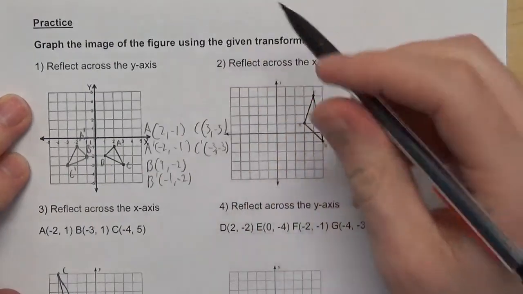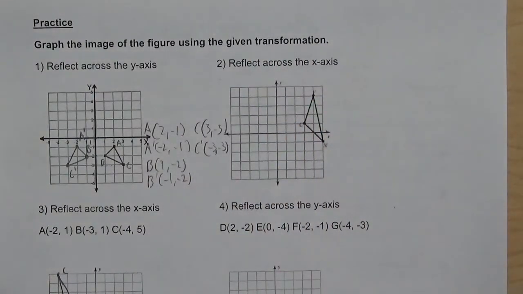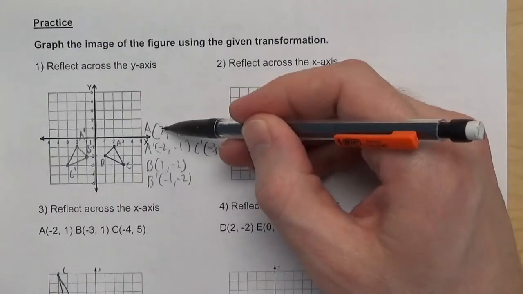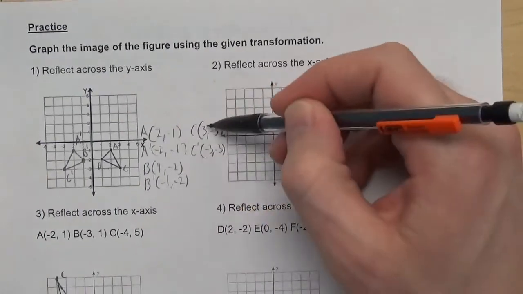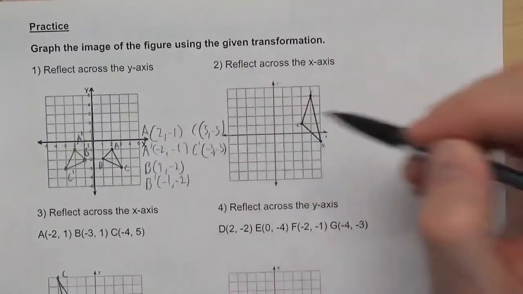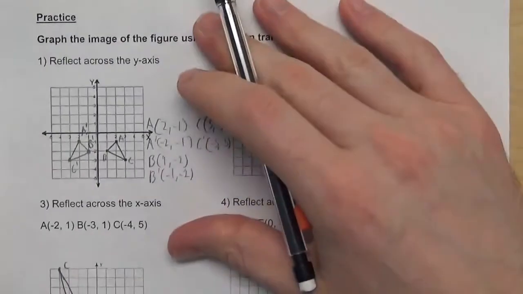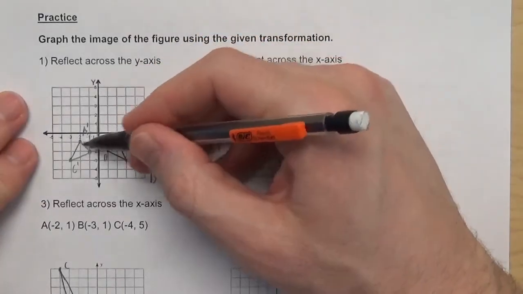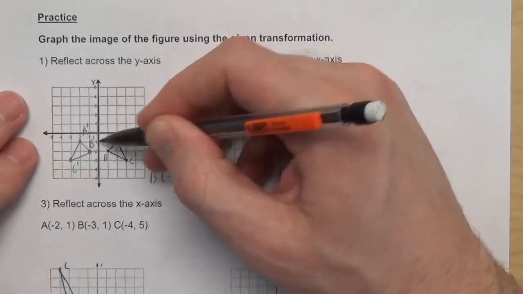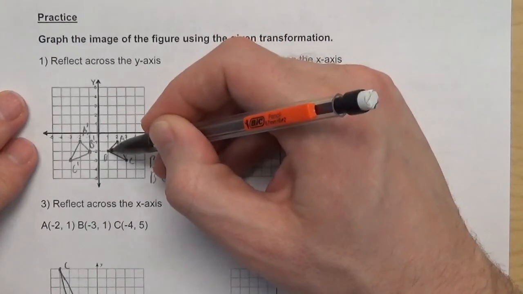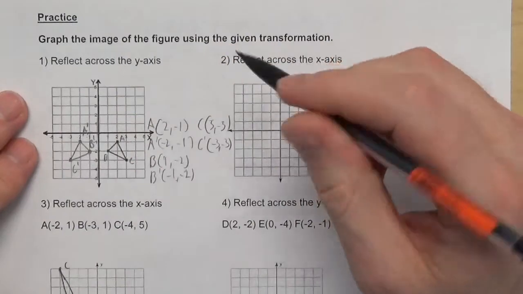With each one of these, you notice that one of the coordinates stayed the same, and one of them changed to the opposite of what it was. So it looks like x changed from 2 to negative 2, from 1 to negative 1, and from 3 to negative 3. It changed to the opposite of what it was, while the y coordinate stayed the same. So when we reflect across the y-axis, the y-coordinate is just going to stay the same. You can see these all stayed at the same level on y, right? So A was at negative 1, it stayed at negative 1. B was at negative 2, it stayed at negative 2. C was at negative 3, it stayed at negative 3.